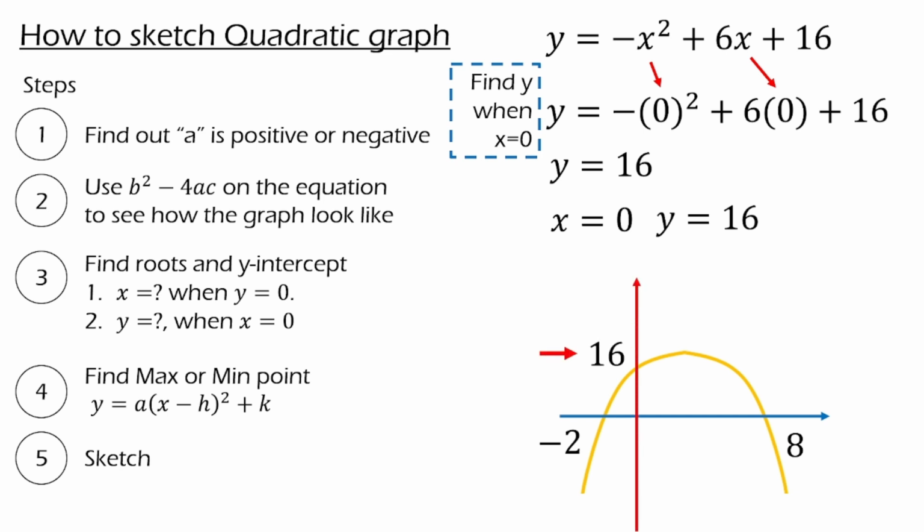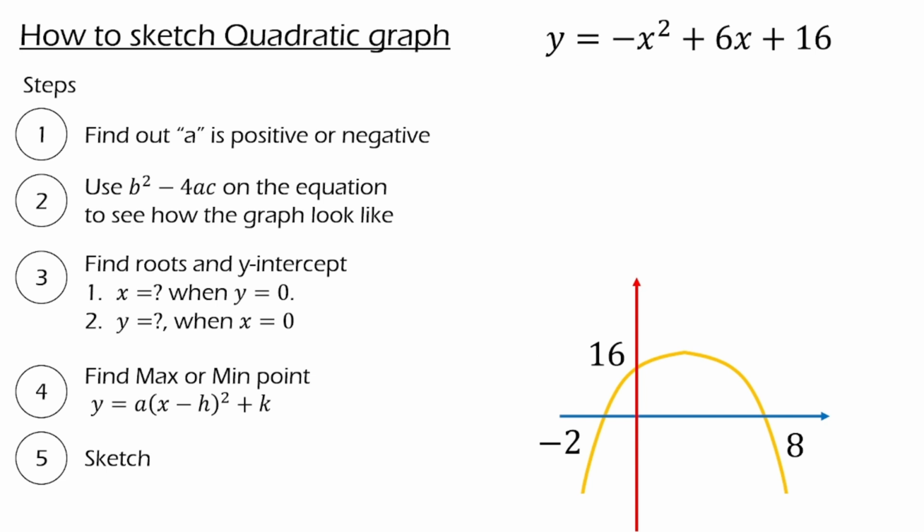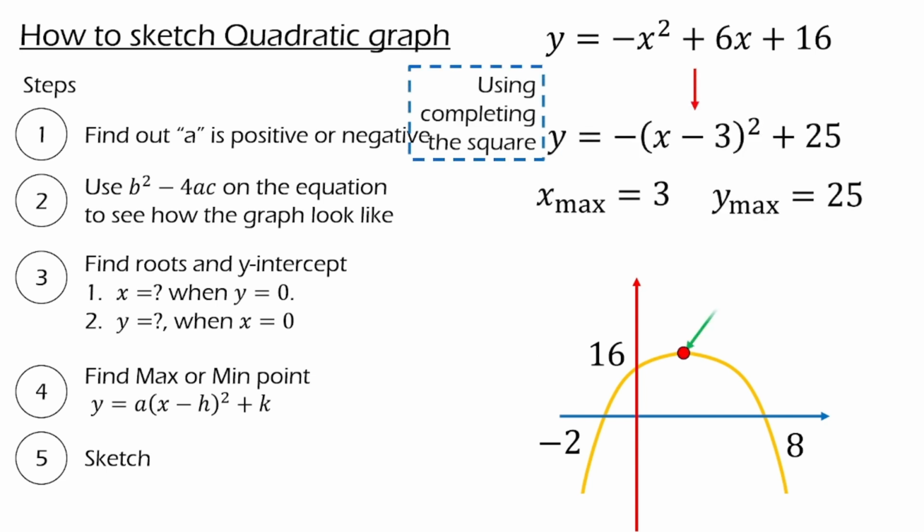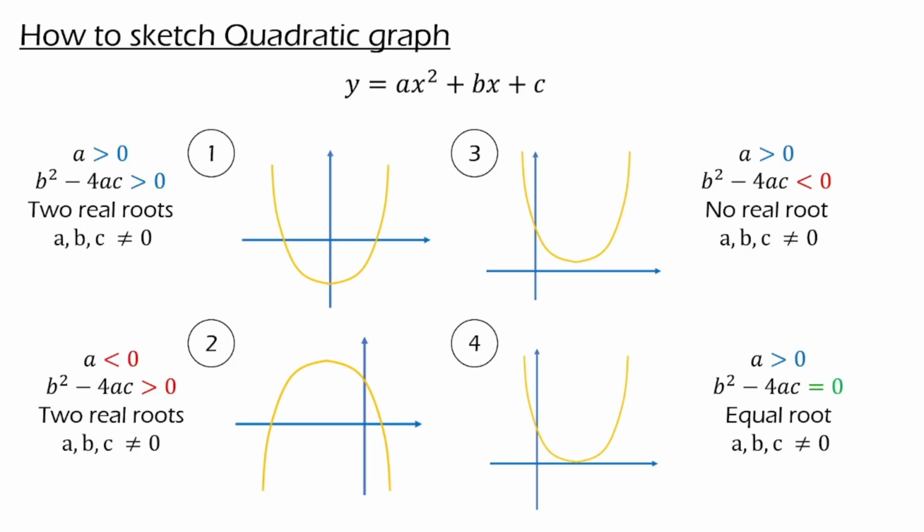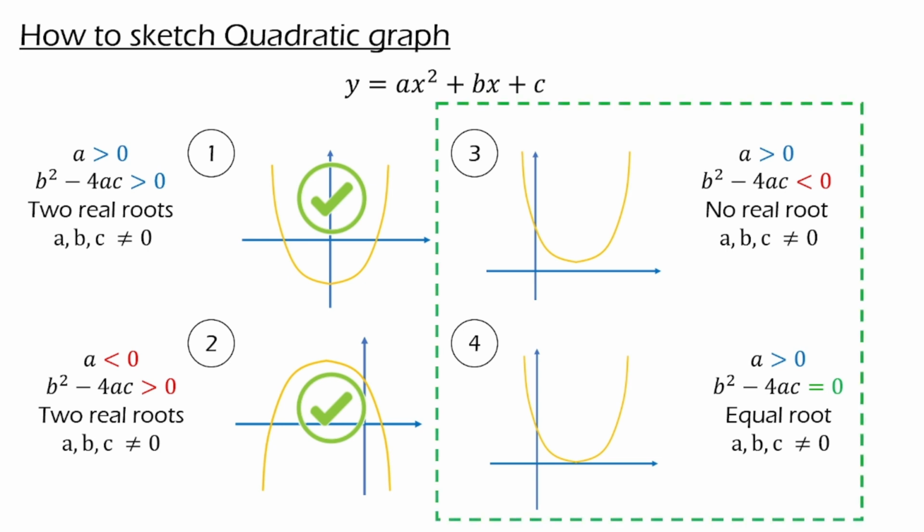For the fourth step, again, we convert our equation by completing the square. And we have our x is 3 and our y is 25. Label it on the graph, and now we have completed sketching y equals -x squared plus 6x plus 16. We have completed discussing graphs 1 and 2. For graphs 3 and 4, I'm going to discuss them with you in the next video.